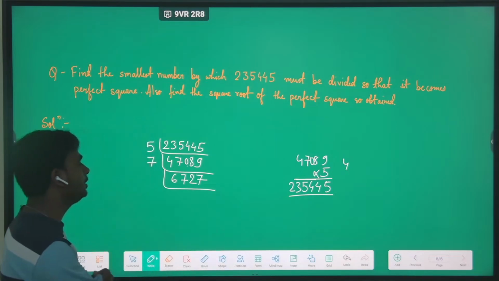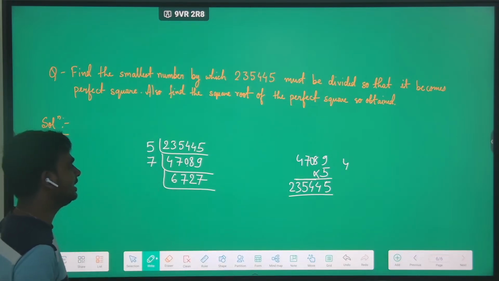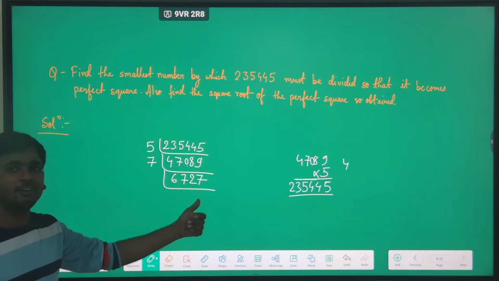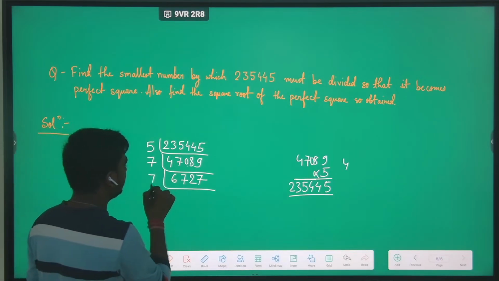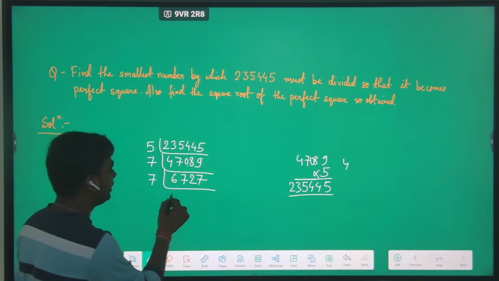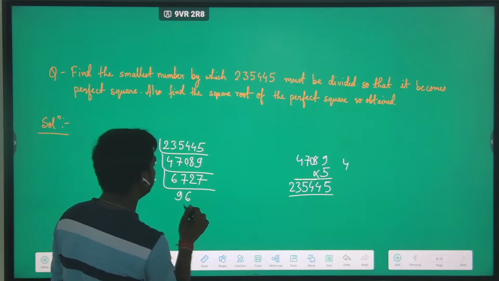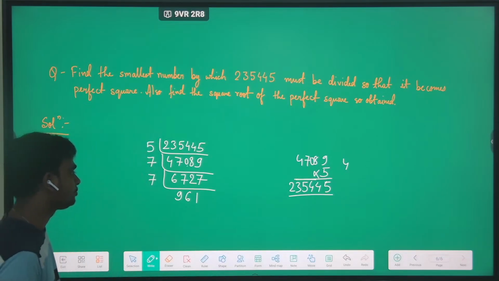For the next number, let us see whether it is divisible by 7 or not. 7 9s are 63. We are getting 42. And after that, we are getting 7. So it is also divisible by 7. We will get 7 into 9 as 63, 7 into 6 as 42, 7 into 1 as 7.